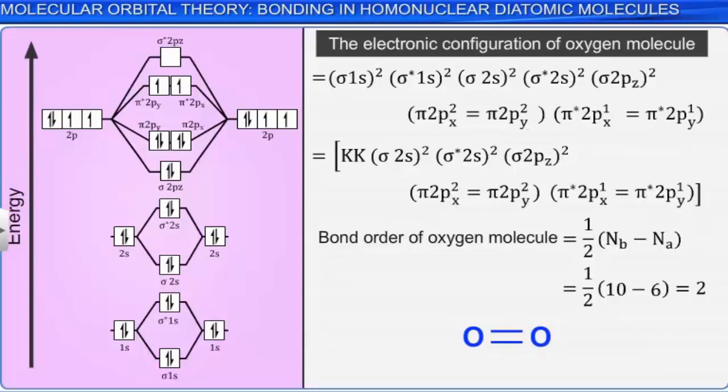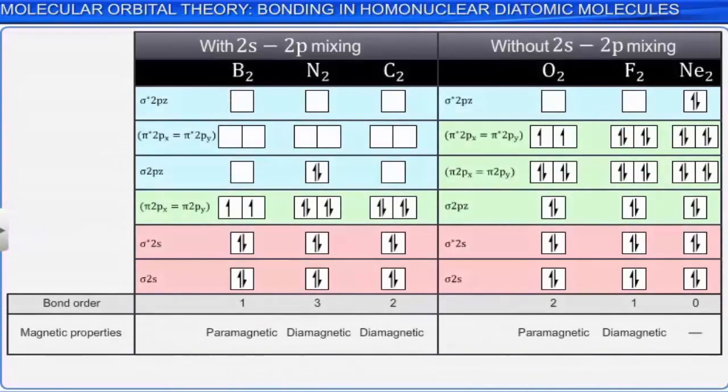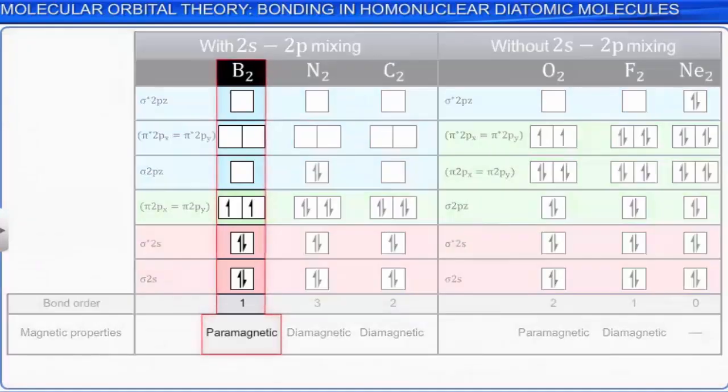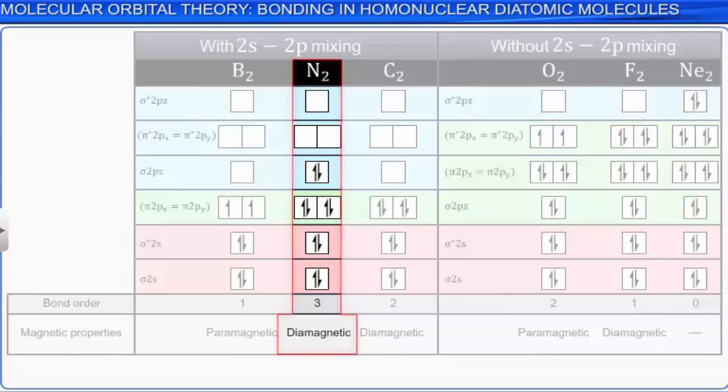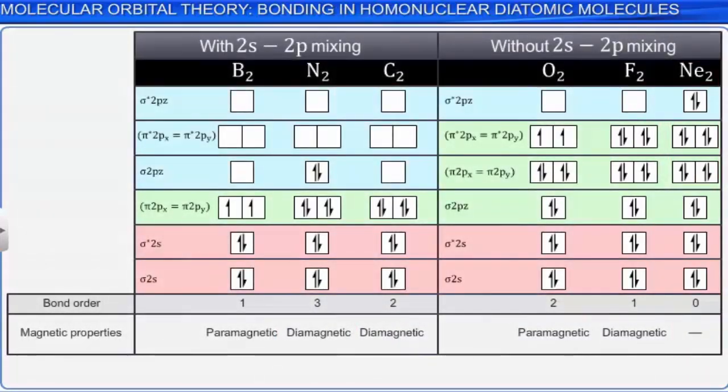It has been proved experimentally that it is paramagnetic in nature. This is due to the presence of 2 unpaired electrons in its molecular orbitals. Similarly, the electronic configurations of other homonuclear molecules such as boron, nitrogen, fluorine and neon are shown here, from which bond order and magnetic property can be calculated, as given in this table.